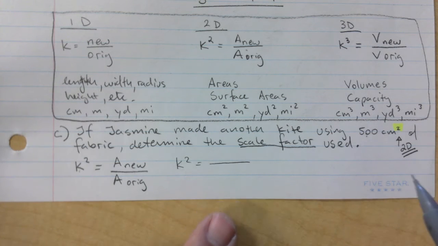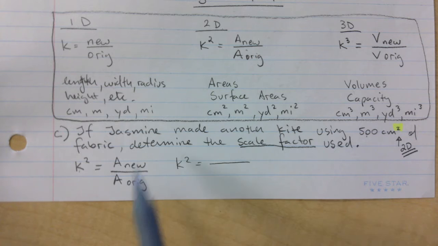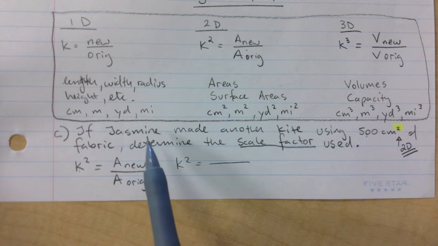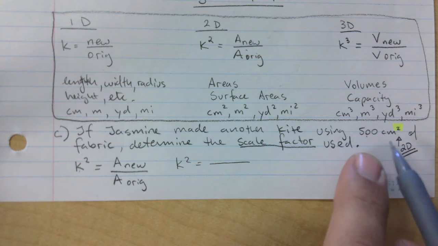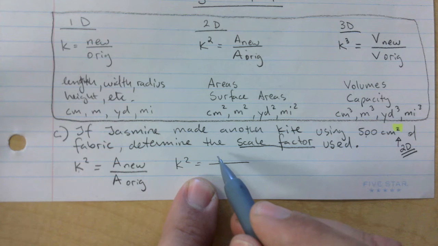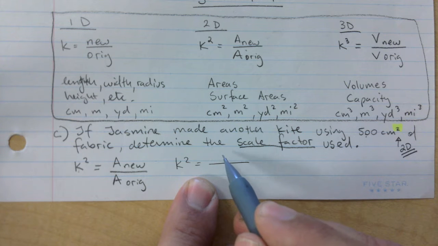Do we know the area of the new? Which one is the new in this case? Yeah, 500, because it's saying you make another kite. So the other kite, that's like the new kite you've made. So that's the 500. Hold on.